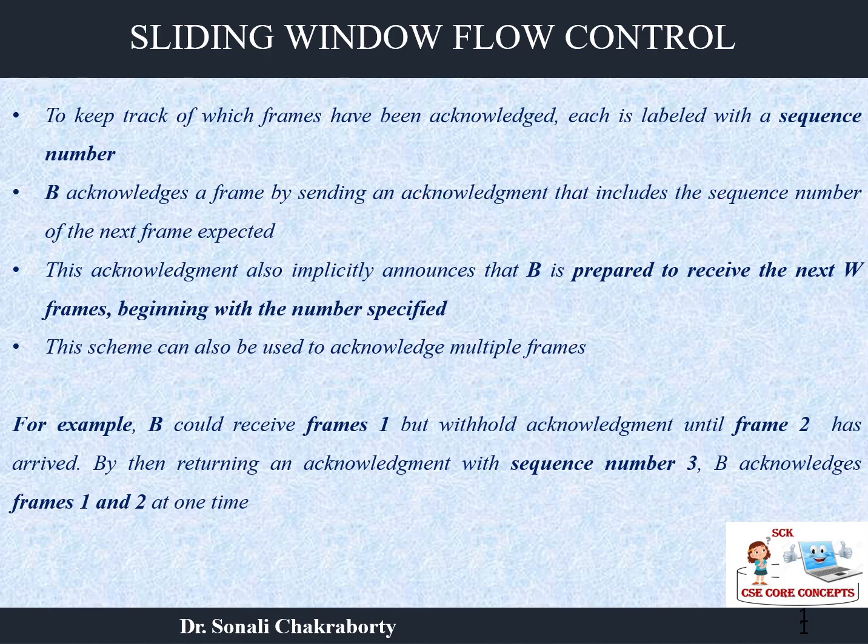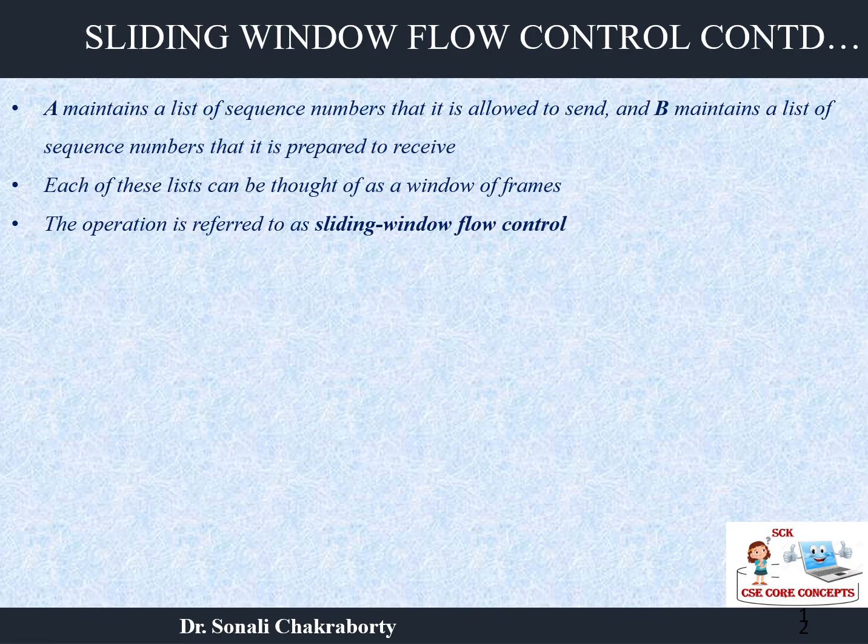This is just the explanation of the figure which I showed. B could receive frame 1 but withhold the acknowledgement until the next frame arrives. When it receives multiple frames, it can send only one acknowledgement frame for all those received frames, with the indication that I am ready to receive the next frame. Here A maintains a list of sequence numbers that it is sending, and B maintains a list of sequence numbers which it is prepared to receive. Each of these lists you can think of as a window, and hence this operation is called sliding window flow control.